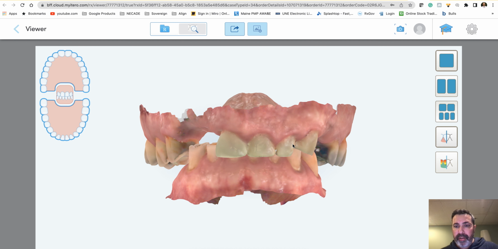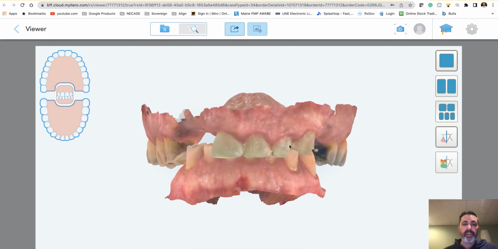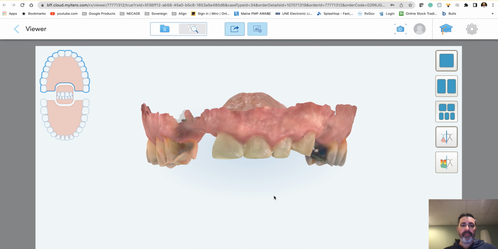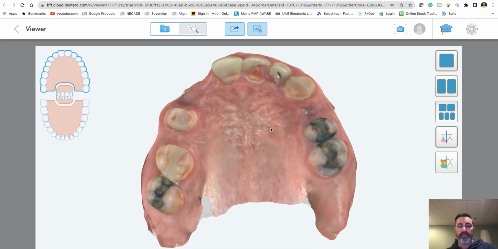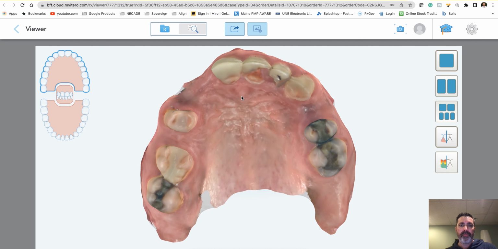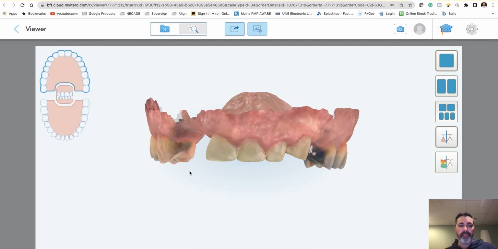What are some other issues here? He's got some old leaky fillings too. Some fillings that are starting to break down on the back. He's missing a bunch of teeth, obviously. Wait, the vertical's gone. This is it. This has really happened. He's lost his vertical. Yeah.